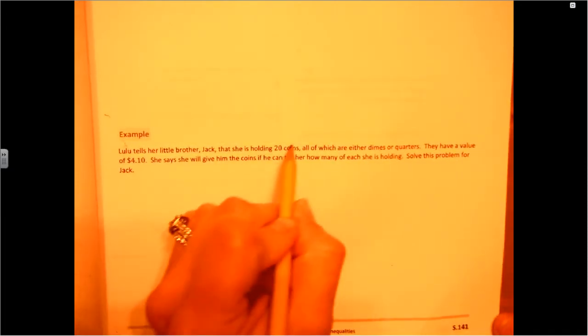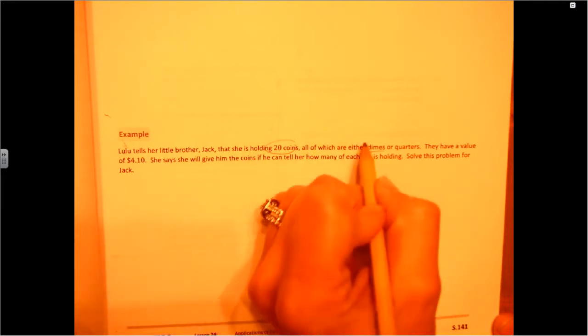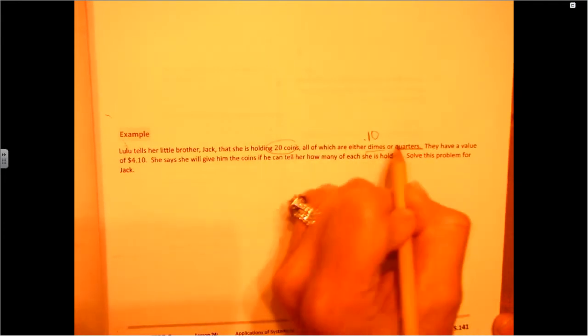So Lulu tells her brother Jack she is holding 20 coins, all of which are either dimes or quarters. She has 20 total. Dimes are worth 10 cents. Quarters are worth 25. They have a value of $4.10. So let's think back. We know that she has a total of 20 coins for dimes and quarters and a total of $4.10. If you want to go ahead and try to write the system of equations to represent this, I would pause and try to do that.